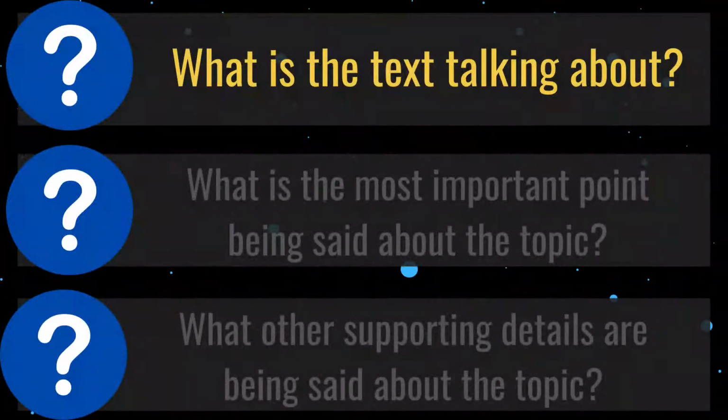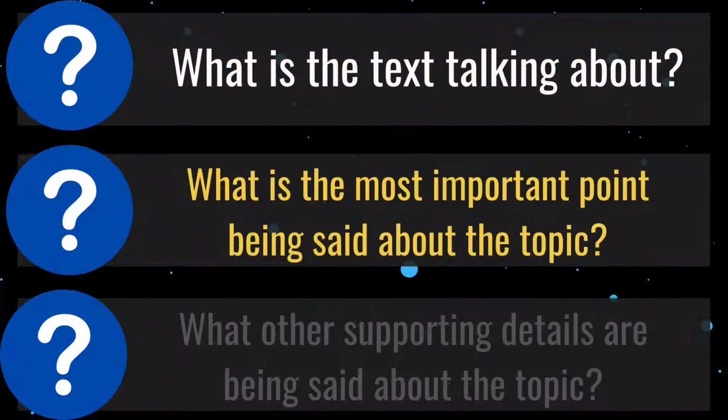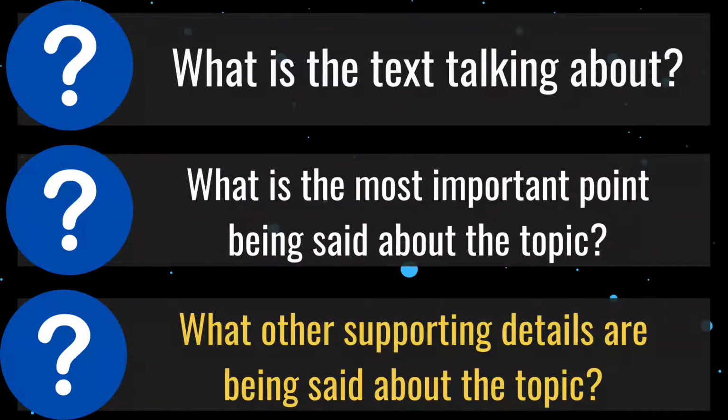To know the changes that must be done when paraphrasing, you may ask yourself the following questions. Question 1. What is the text talking about? In our example, it is disobedience. Question 2. What is the most important point being said about the topic? The after effects of disobedience are not immediately observed. Question 3. What other supporting details are being said about the topic? The comparison of the effects of disobedience are with seeds being harvested.